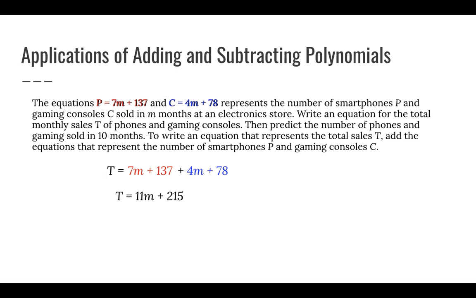Now, later on in that question, it asks us, what's the sales going to be after 10 months? 10 goes in for the m, since m stands for months, and I use my order of operations to simplify, which will give us 325. So the total sales in 10 months for phones and gaming consoles will be $325. And that right there is adding and subtracting polynomials.